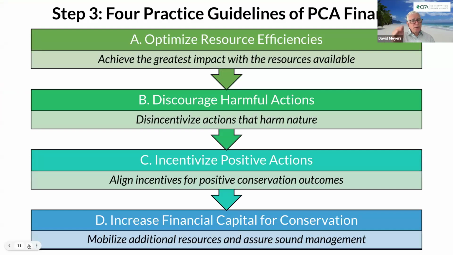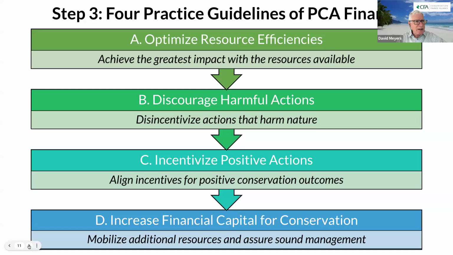Step 3 is really going to go through a series of worksheets that look at these four different practice guidelines for PCA finance, and again, they're called filters in the guide, but there are four of them here. I'm going to go into them in detail. One is optimizing resource efficiencies. Second is discouraging harmful actions. The third is incentivizing positive actions, and the fourth is increasing financial capital for conservation.